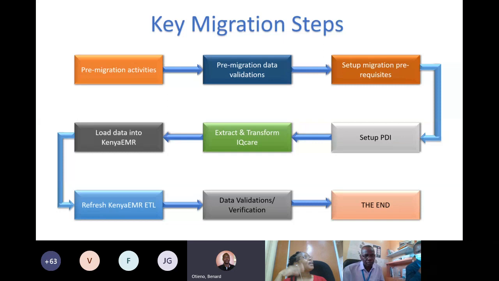Then we have the setup migration prerequisites. So you will need to set up some applications. You need to set up the environment to enable you conduct the migration. And this will include various pieces of software and applications that you will need to install on your machine for you to do the migration. So once you set up those, the next step is now to load data, set up the PDI. You set up the Pentaho data integration tool, and then extract and transform data from IQCare. Then the next step is to load that data into KenyaEMR using the spreadsheet model that I've already talked about.